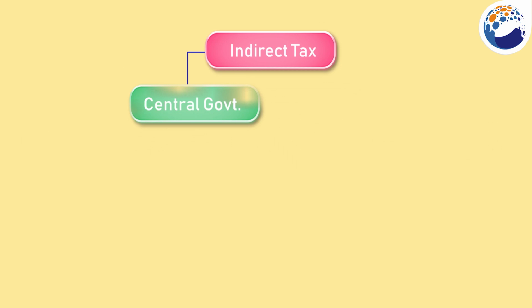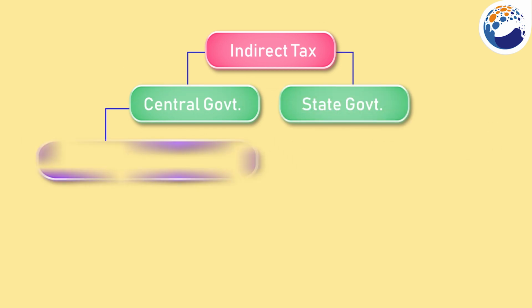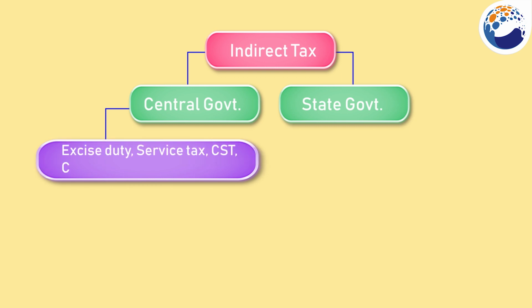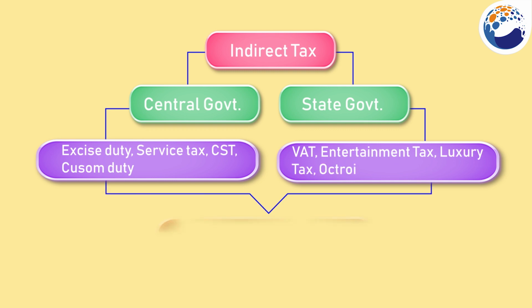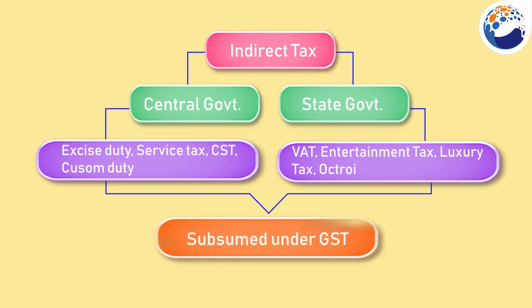Indirect taxes are collected by the central government and state government. Central government collects taxes like excise duty, service tax, CST, custom duty. State government collects taxes like VAT, entertainment tax, luxury tax, octroi, etc. All major indirect taxes are subsumed under GST.